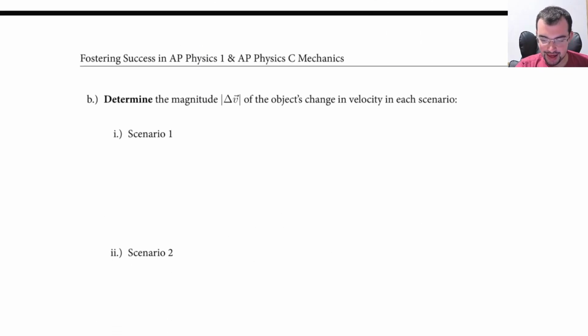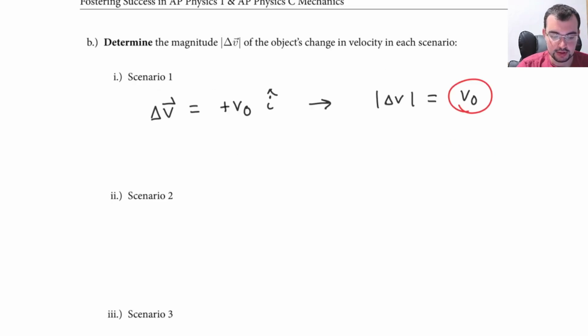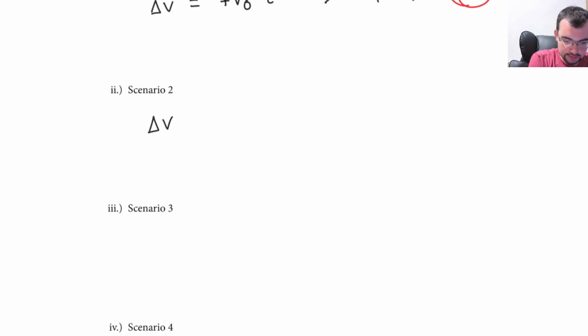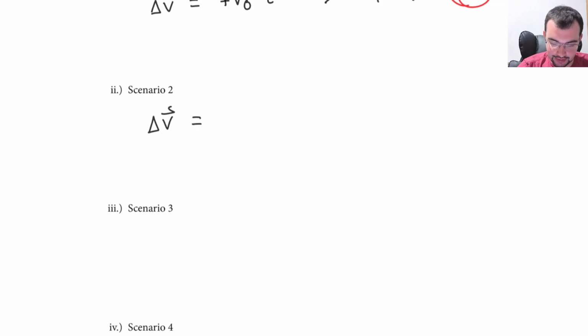So let's actually calculate the magnitude of the velocity change in each scenario. So scenario 1, that's pretty straightforward, because my velocity just changed by adding v0 in the i hat direction. So there's no Pythagorean theorem or any weirdness happening here. It's just v0. Now for scenario 2, delta v equals, well, I had to cancel a rightward velocity v0, and I had to add some upward velocity v0.